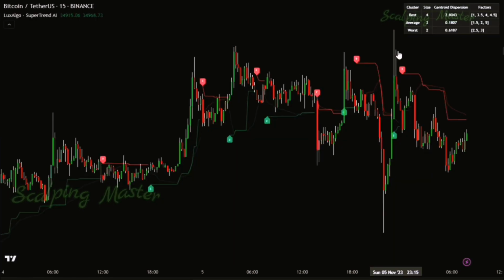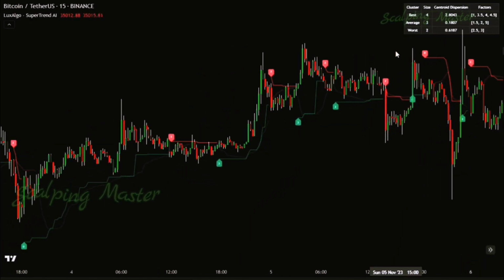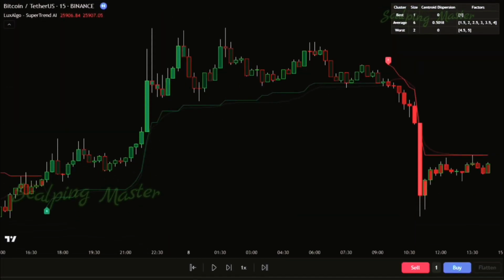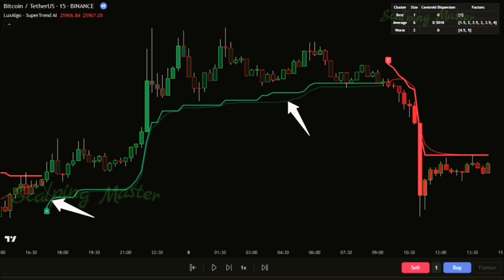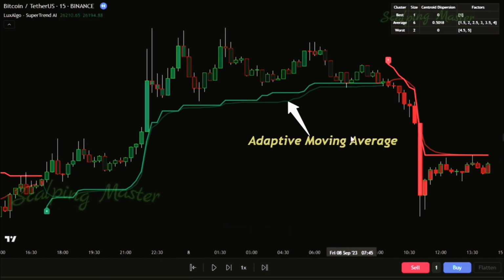This indicator provides clear buy and sell signals that we will use for trading. The indicator contains 2 moving averages that serve as guides for stop loss, represented by these 2 lines. This one here uses ATR to calculate its move and can also detect support or resistance levels. Meanwhile, this one adopts the adaptive moving average, which quickly adapts to market conditions to protect against further losses.